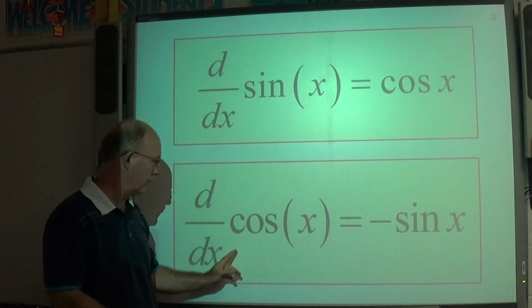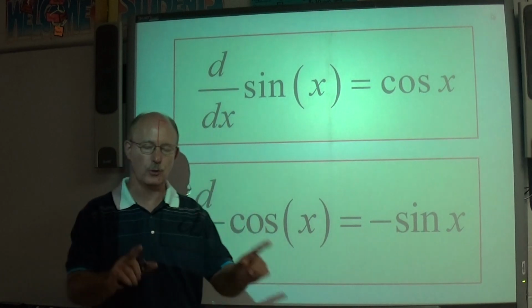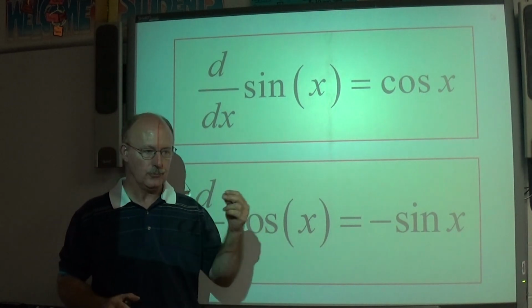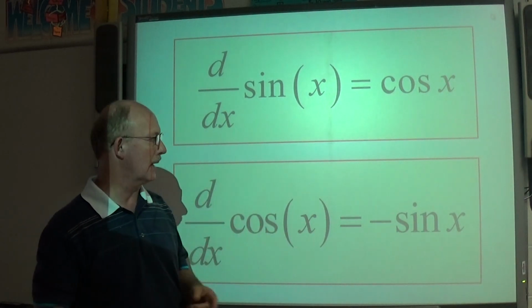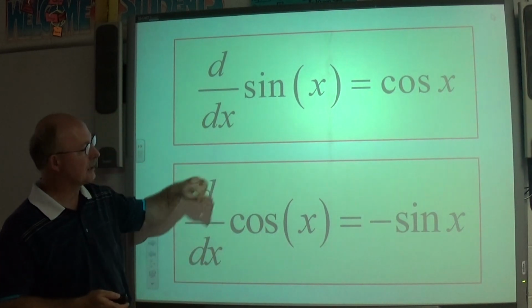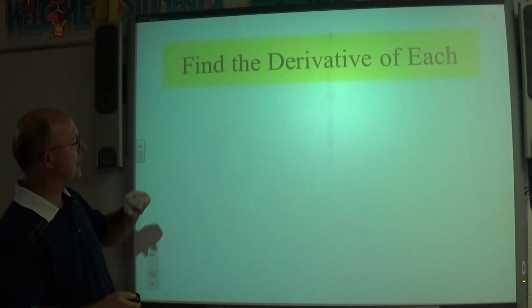Right? The derivative of cosine is negative sine. So two things we have to commit to memory. Whenever you see that, automatically you need to recognize what the derivative of sine and cosine is. So I think we have an example or two. Let's find the derivative of each.